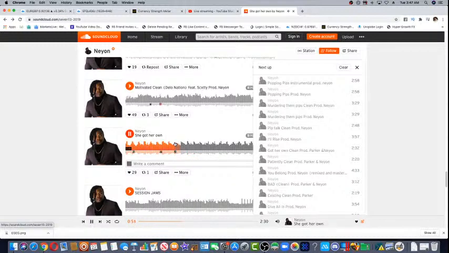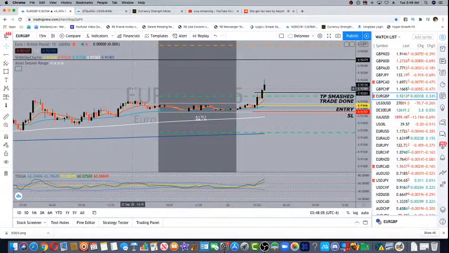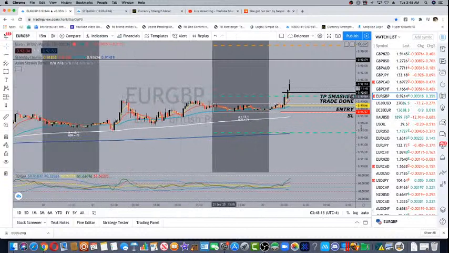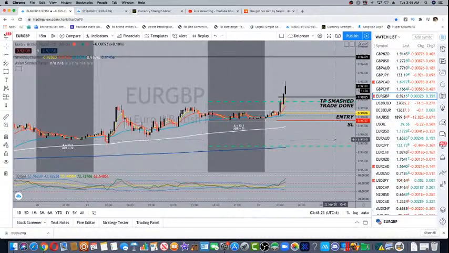Alrighty. Woo! EG about to take off. I should have stayed in this trade. That's okay. I'm mad, y'all. I should have stayed in this EG. EG pays out the most for the base pairs, the Forex pairs.